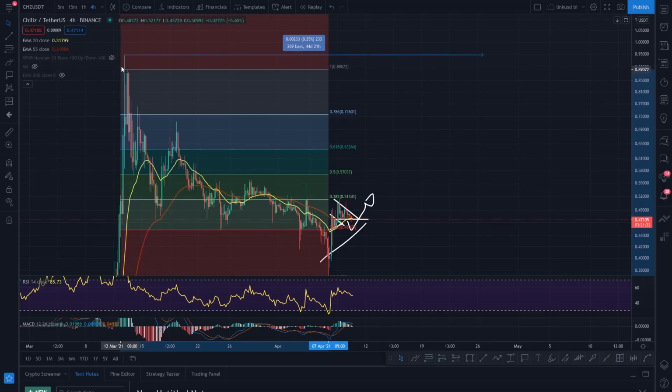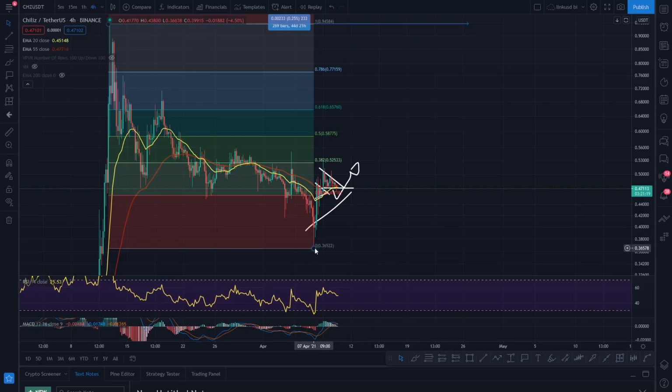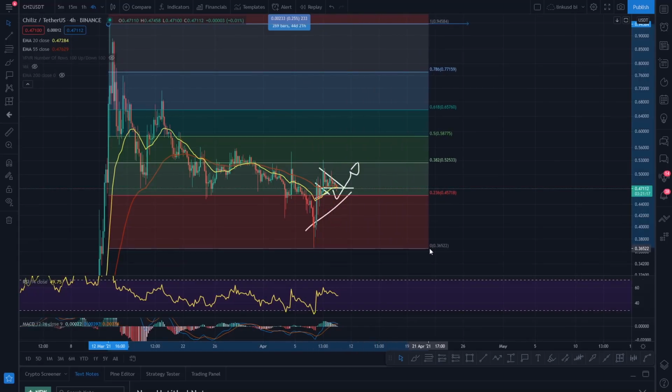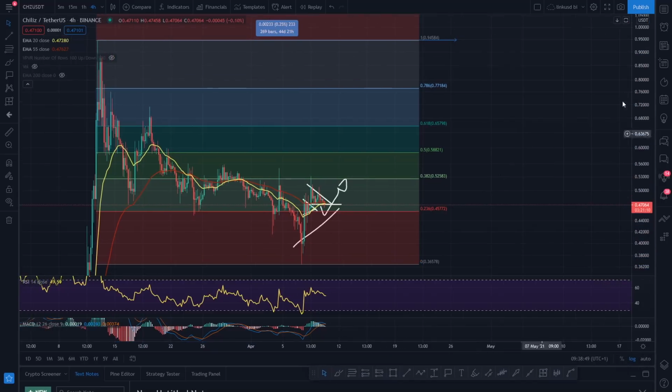So you go to your high and you put that on the top, and you put your zero on the bottom. Do you see that? Make sure your zero's on the bottom. I get a lot of people asking, how do you do this? And also get a lot of people saying, oh, my fibs are not correct. So I'll show you what you do.